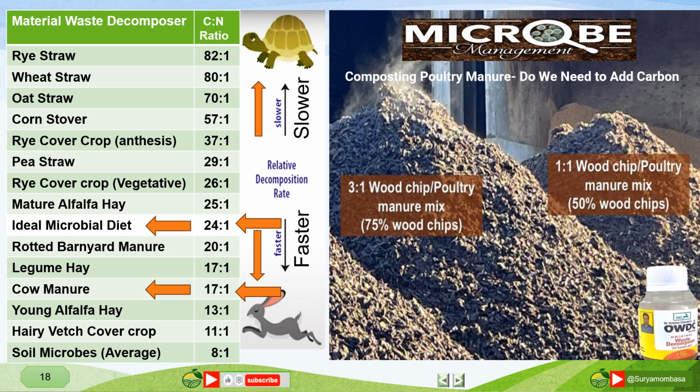Poultry manure, from 3:1 to 15:1. Cow manure, 20:1. Horse manure, from 20:1 to 50:1. Food waste, about 15:1. Fresh grass clippings, 15:1. Sun-dried grass clippings, 20:1. Oak leaves, 40:1 to 80:1.